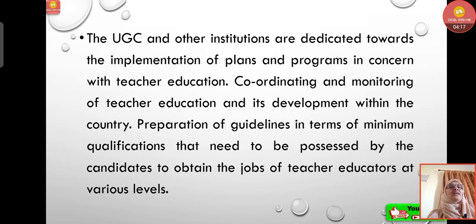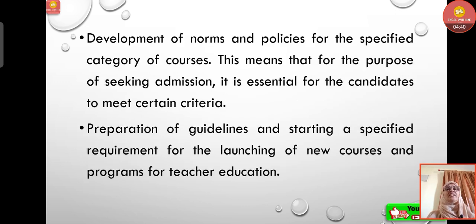The UGC and other institutions are dedicated towards the implementation of plans and programs in concern with teacher education, coordinating and monitoring of teacher education and its development within the country. Preparation of guidelines in terms of minimum qualifications that need to be possessed by the candidates to obtain the jobs of teacher educators at various levels.